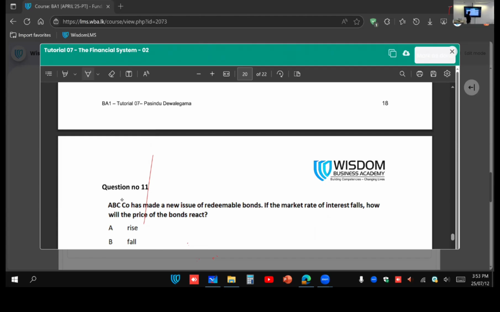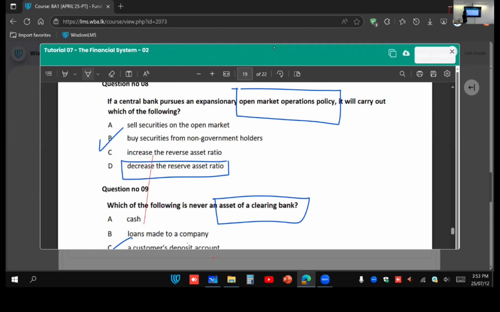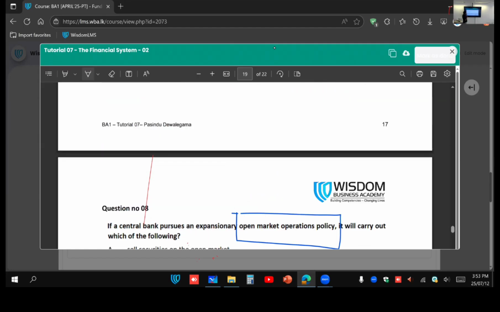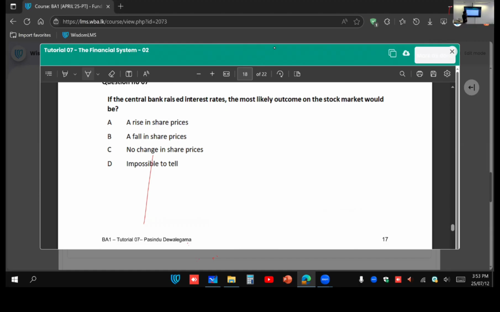Is the answer for 2 false? I can explain again why we chose the answer 2 for question 7. Did we do anything wrong? Yeah, answer is B. When the central bank raised interest rates, the most likely outcome would be a fall in share prices. I gave B, no? Right.